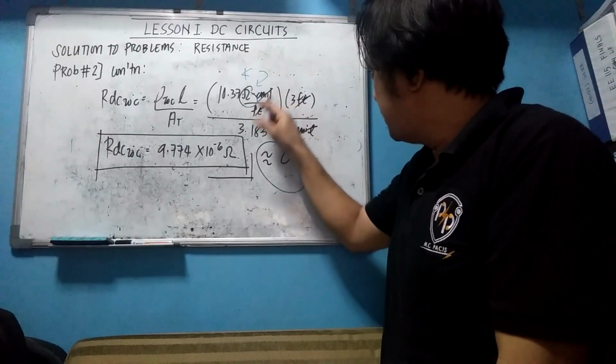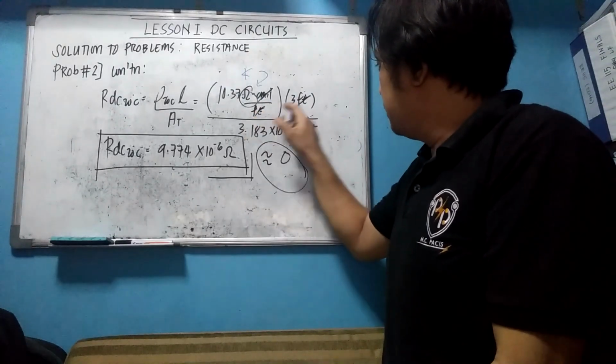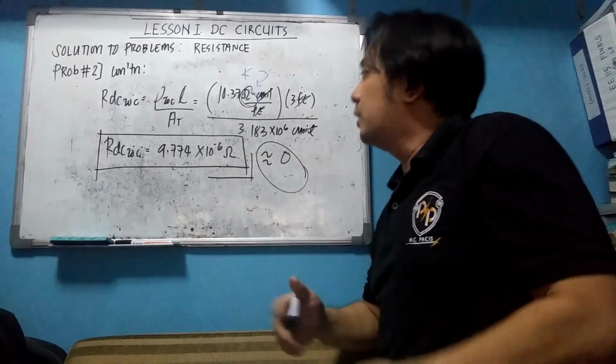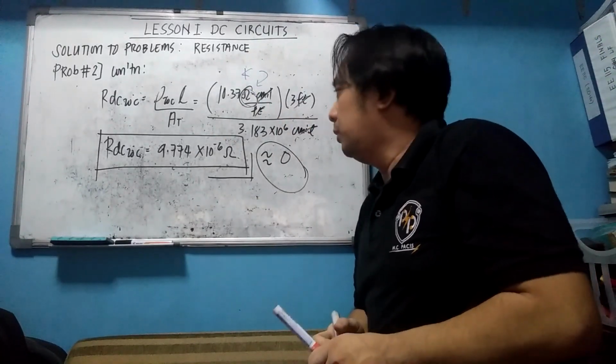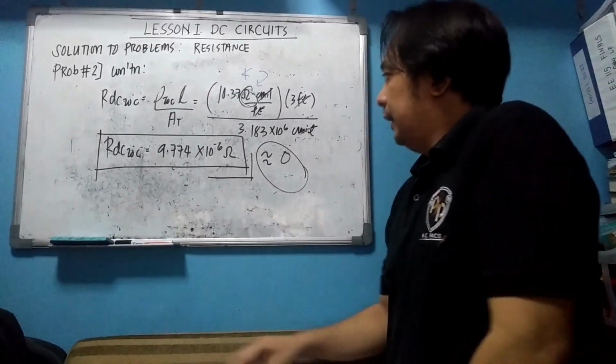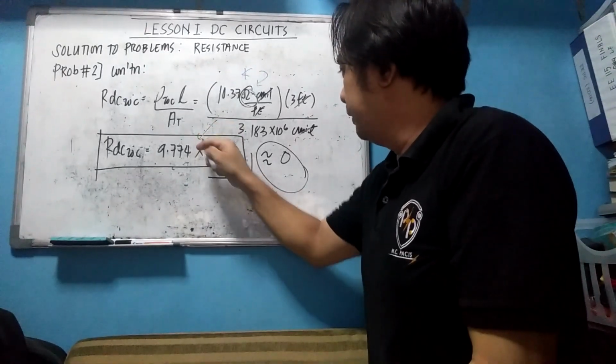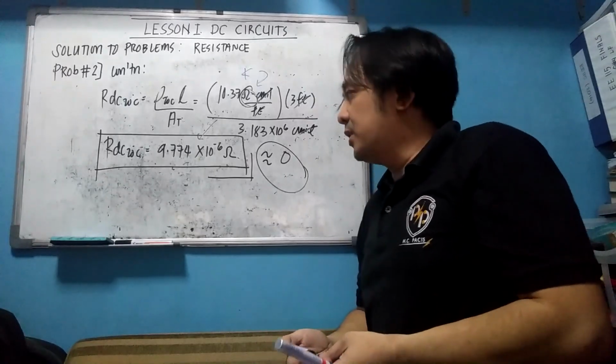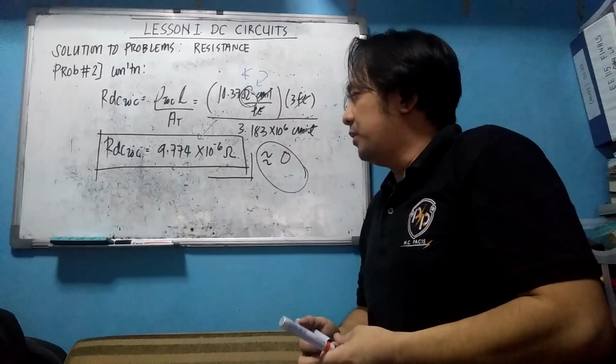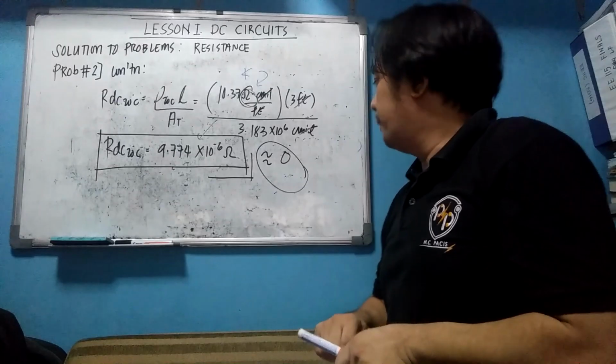You need to note the units as well so that you can see the resulting unit. The unit is ohms. And therefore, the RDC is 9.77 times 10 to the negative 6 ohms, or approximately 9.77 micro ohms.